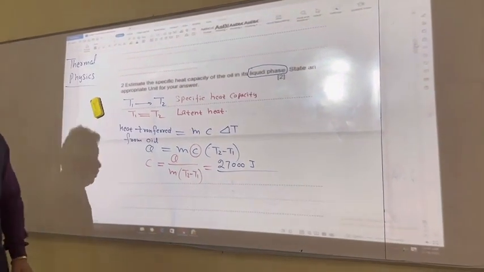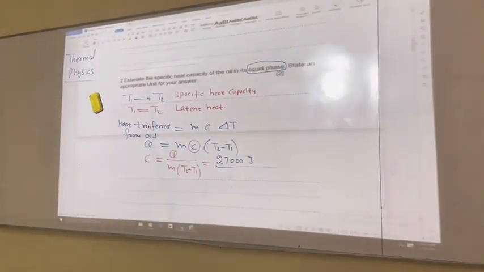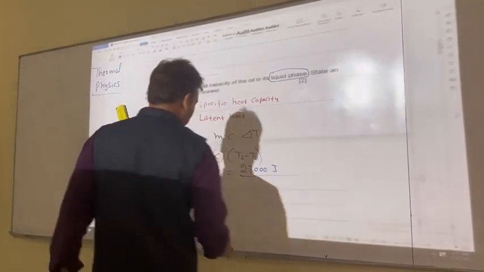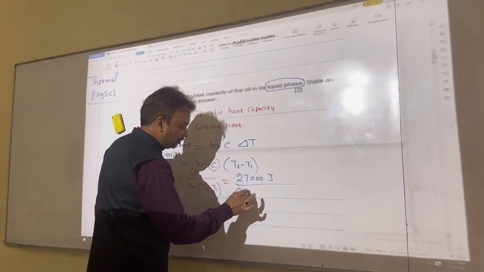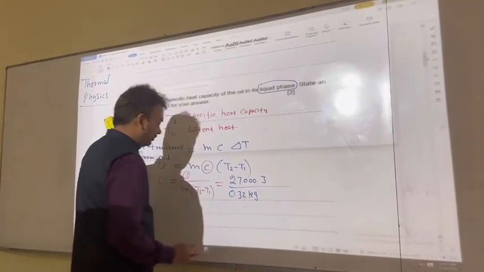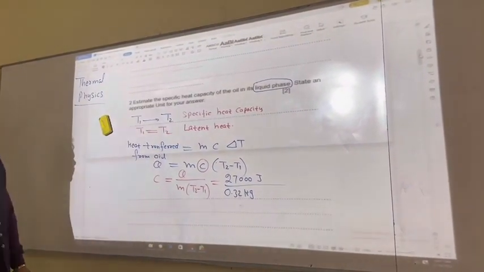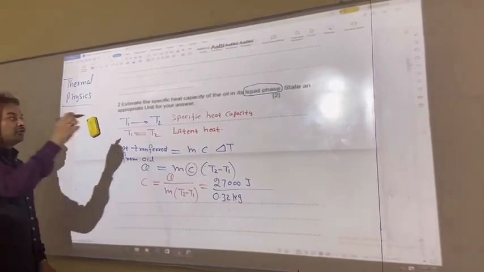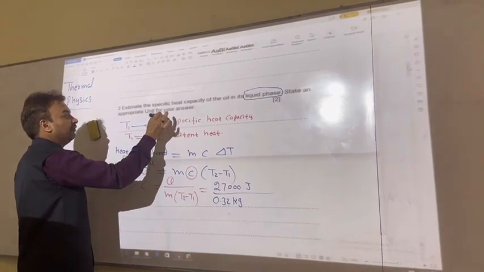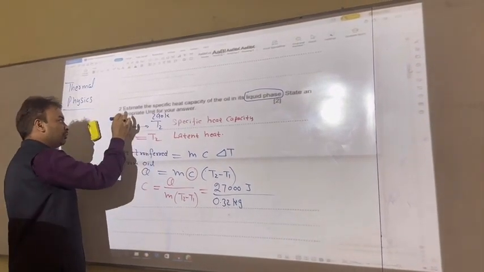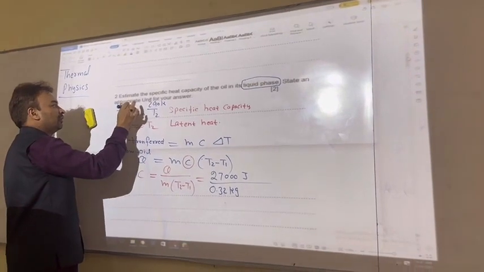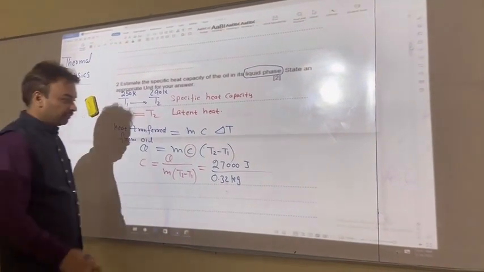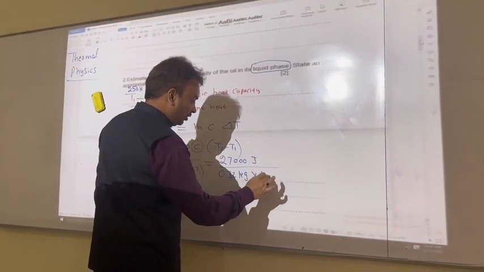Mass is given. How much mass is there? So it is 0.32 kg. Yes, 0.32 kg. And T2 minus T1 means final temperature was 290 Kelvin, and then it reduced to 250 Kelvin. Right? So 290 minus 250? Yes, 40 Kelvin. So this is 40 Kelvin.